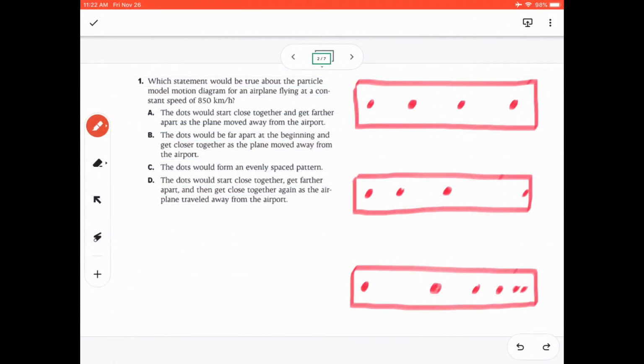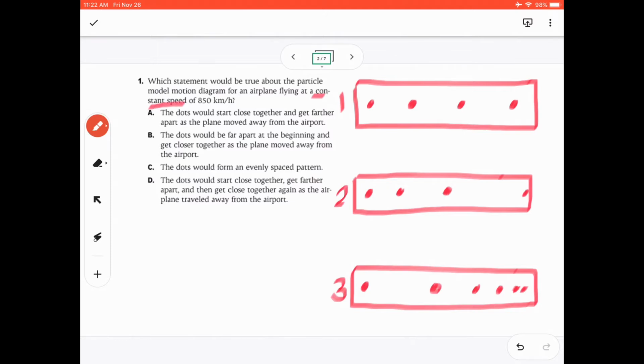Question 1. Which statement would be true about the particle model motion diagram for an airplane flying at a constant speed of 850 kilometers per hour? As you can see, I've already drawn particle diagrams 1, 2, and 3. Why did I do this? Because this question is all about particle diagrams, and in the question, it was mentioned that we need to find something with a constant speed.